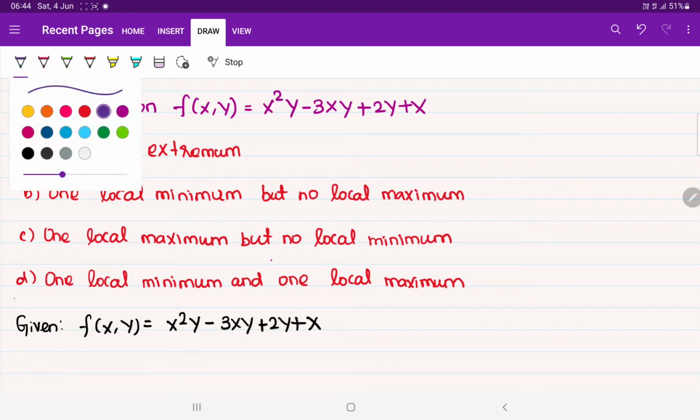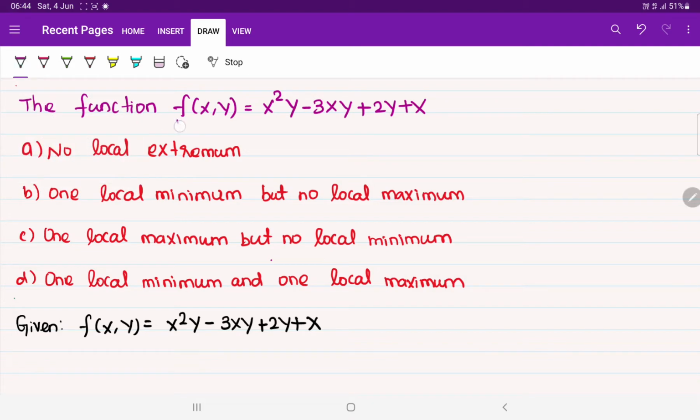If you observe, question number 1 says the function f of x comma y equals x square y minus 3xy plus 2y plus x. Here, the first step is to cross-check whether the function depends on one independent variable or two. Suppose f indicates a function. If it is defined simply as f of x, it means f depends on only one independent variable. But if the function is defined as f of x comma y, then f depends on two independent variables.